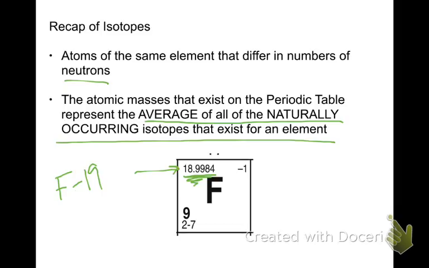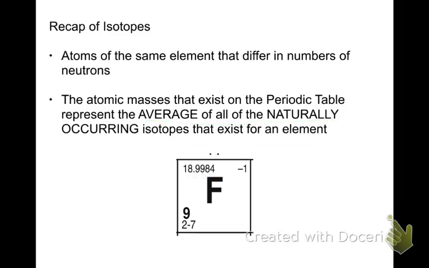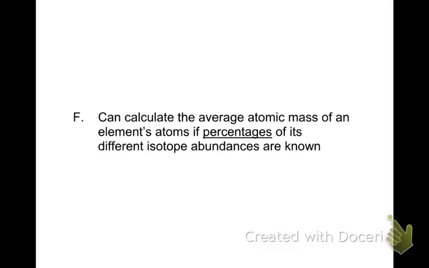But what we can then do is figure out how to calculate the average atomic mass of an isotope's atoms if the percentages of the isotope's abundances are actually known. So, in other words, if we're given the percent abundance of each isotope, we can determine the overall average atomic mass of that particular element.